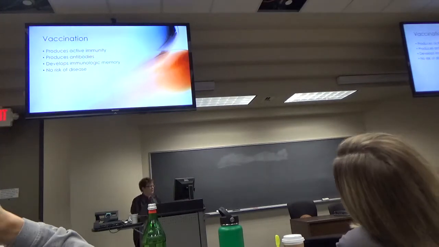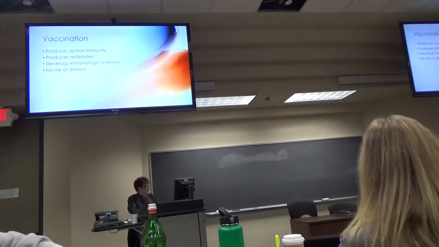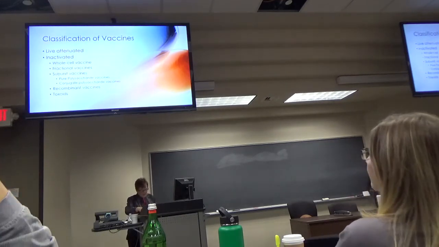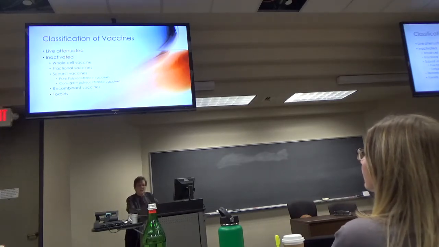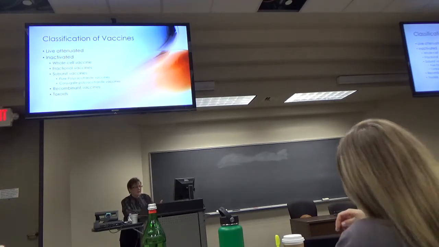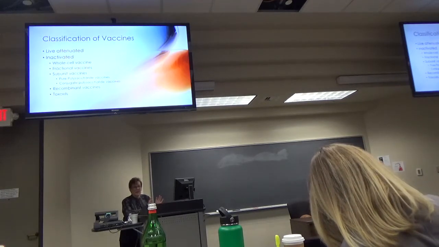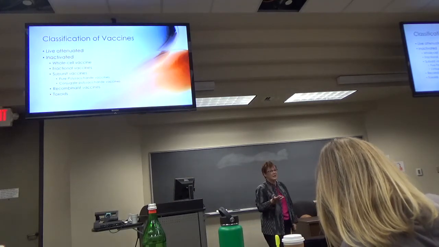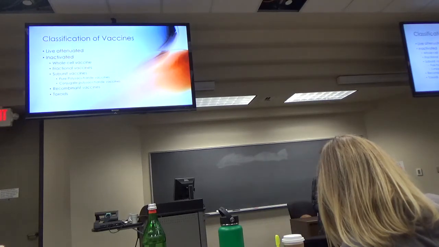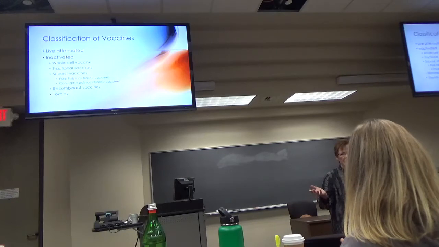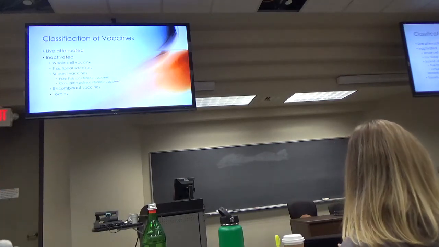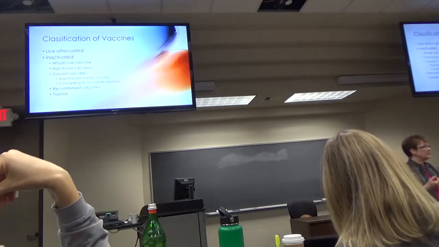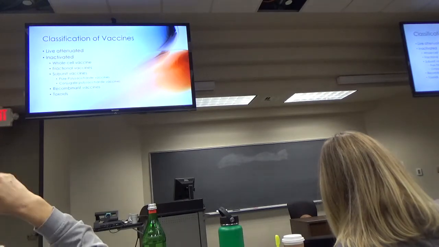So vaccination produces an active immunity, produces antibodies, develops immunologic memory, no risk of disease. Let's look at the types of vaccines we have. There's live attenuated, which are usually a bred down version of the wild type, which is what is out there in nature. To produce the measles vaccine, they took blood from a child who had the measles in 1954, and through 10 years, they eventually got an attenuated version that's now used as the basis of the measles vaccine and the MMRs.